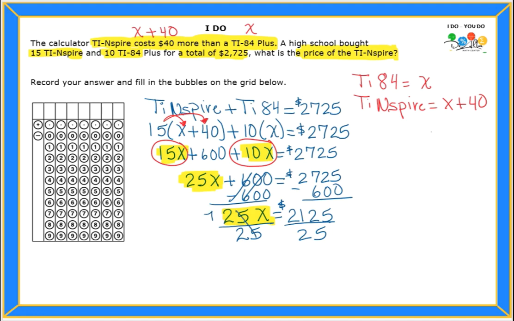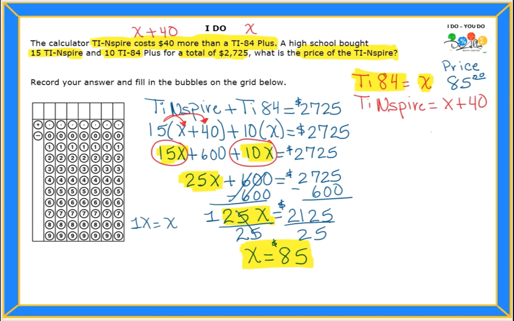25 divided by 25 gives me a 1, and we agree that 1X is the same as X. So I write down just X by itself, and I get 85. Now remember, we were talking about money, so that's dollars. That's the value for X, but that's not the question, right? X is who? I'm going to come back over here. X is the TI-84. So the price for that TI-84 is $85.